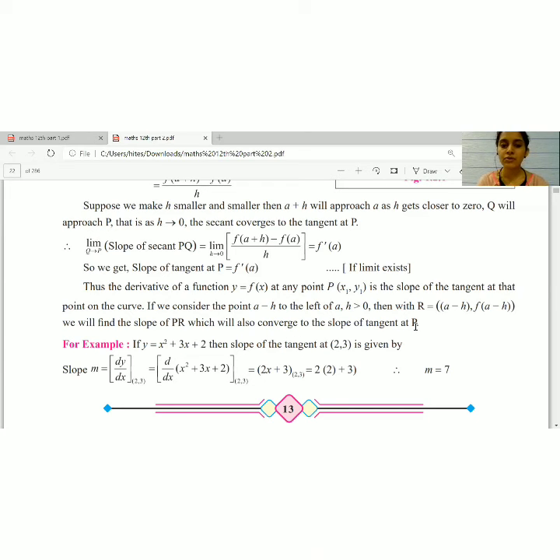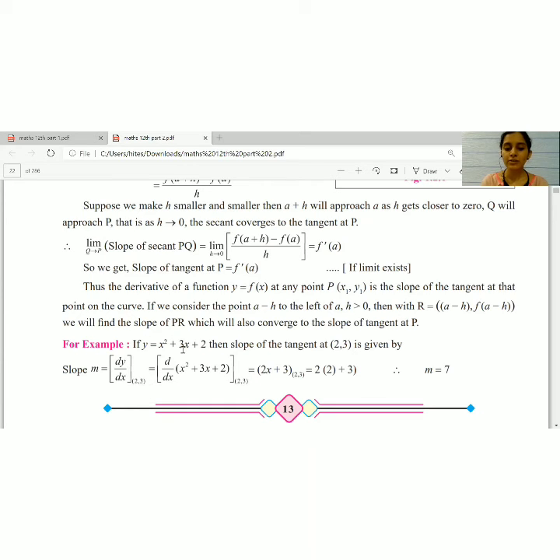A similar kind of derivative we can take for the left hand side also, and we'll see that R also tends towards P, and Q also tends towards P. That means if I take the derivative of this function, y equal to x square plus 3x plus 2, then the slope of the tangent at (2, 3) is given by the derivative of that function, dy by dx.